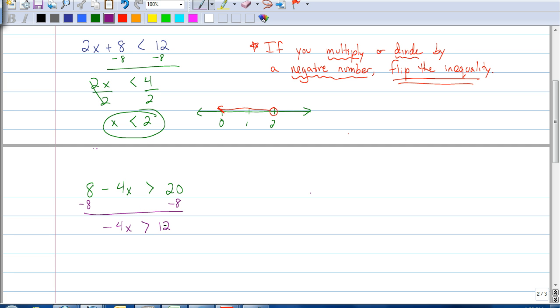Now I divide both sides by negative 4. Notice what I just said. We're dividing by a negative 4, so we have to flip the inequality. So instead of x is greater than, it's now x is less than. And now I take 12 divided by negative 4, which is negative 3. So x is less than negative 3.